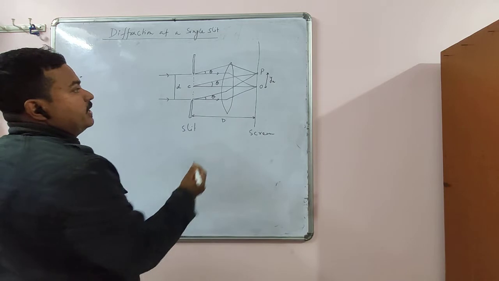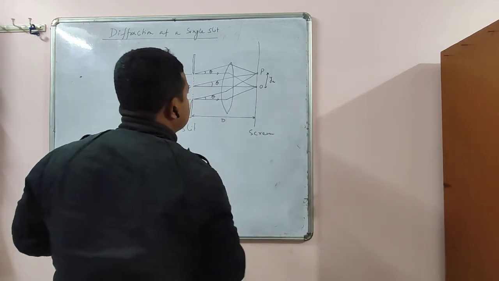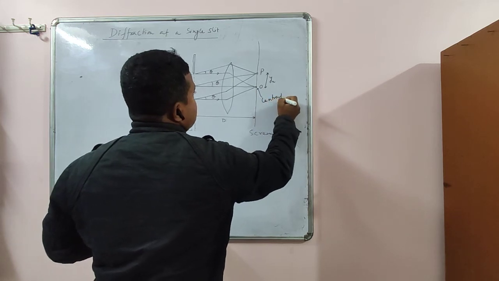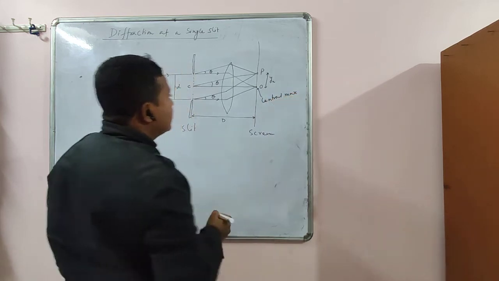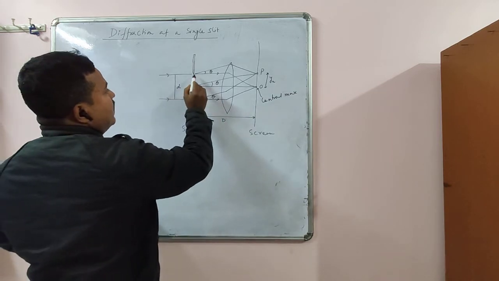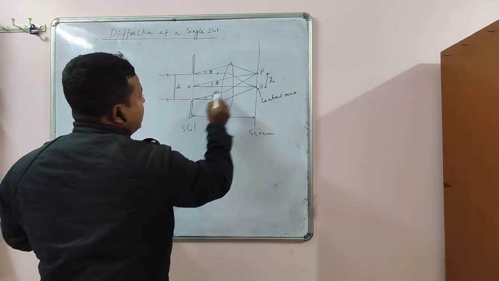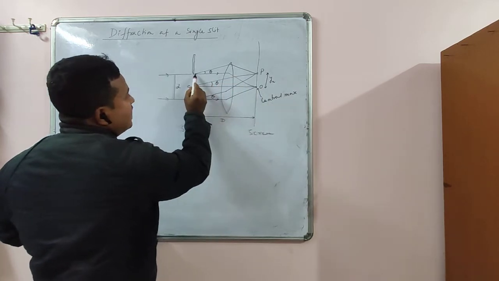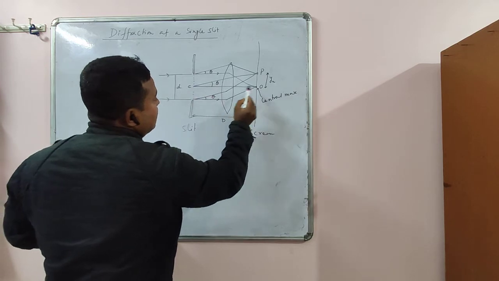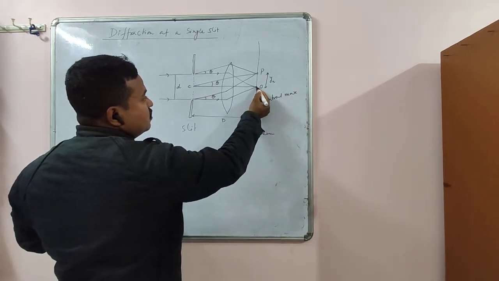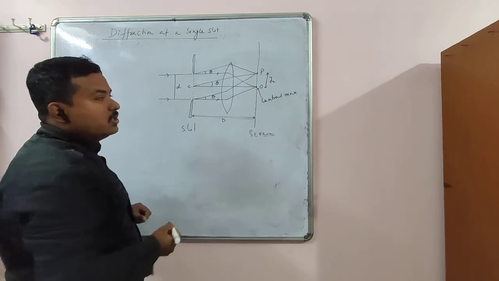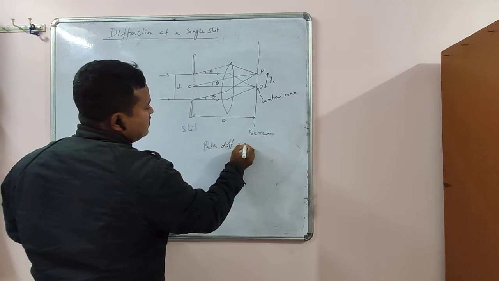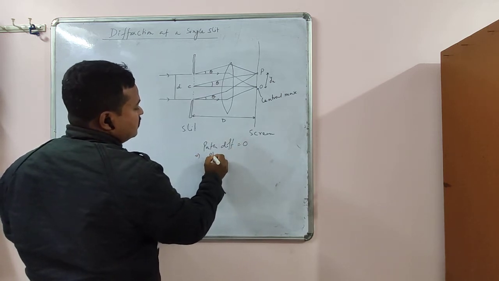Now at this point, this is the central maximum. So this point O is the central maximum. Why is it the central maximum? Because the waves that travel from this end and from this end travel exactly equal paths. You see this path and this path are exactly equal. That means the path difference between the two waves meeting at this point is 0. If path difference is 0, the phase difference is also 0.